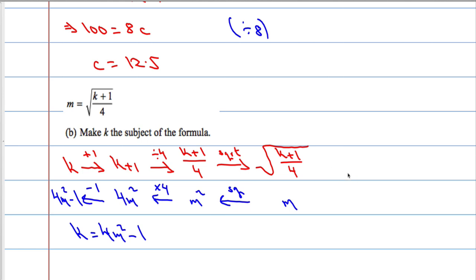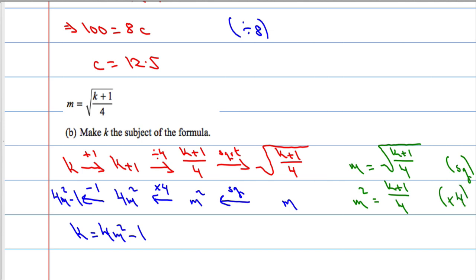Over here on the right, I'm just going to show you the more traditional way to do it. We have m equals the square root of k plus 1 over 4. So the first thing I have to do is to square both sides. When I square both sides, I get m squared equals k plus 1 over 4. Next thing I'll have to do is I'll have to times both sides by 4. Multiplying both sides by 4, we get 4m squared equals k plus 1.